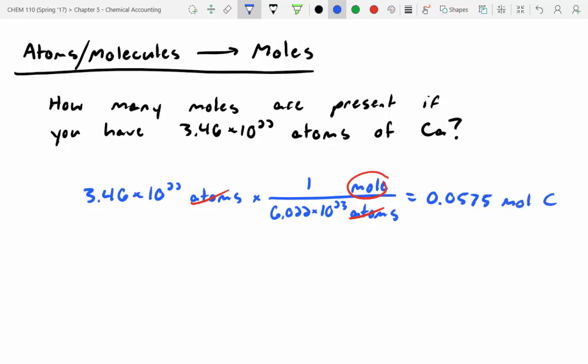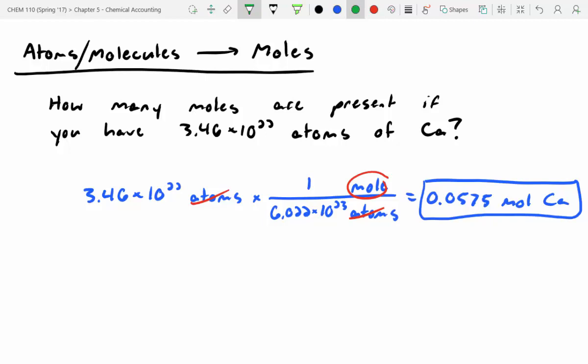0.0575 moles of calcium. Is that what other people are getting on their calculator? Is anybody getting that same number or a different number? You got the same one? Yeah, sorry. I was looking at the wrong part of my notes.